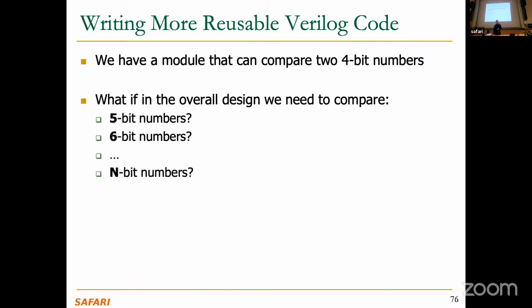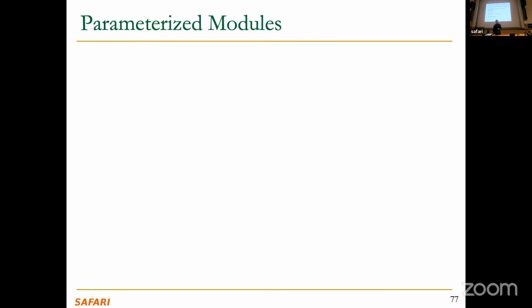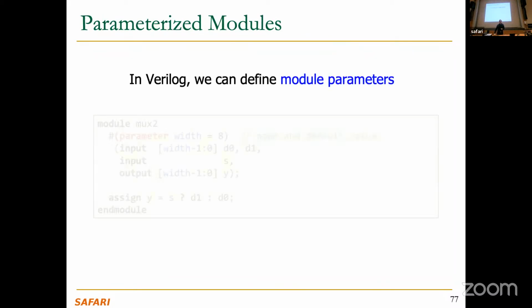What if you need to compare different bit width numbers and you want to define a module to take the bit width as the input? Clearly, you don't want to write modules for each of these. So we have parameterized modules in Verilog for this.